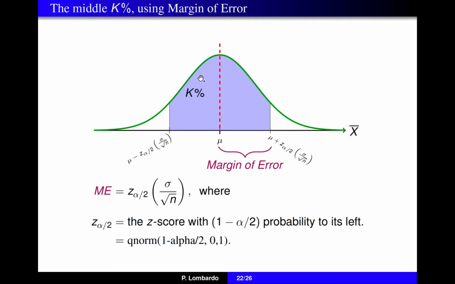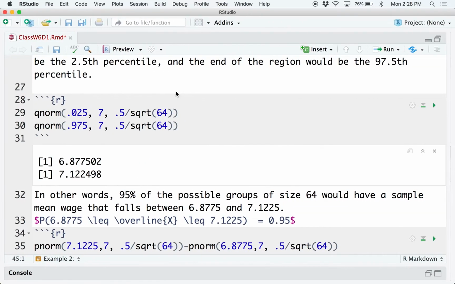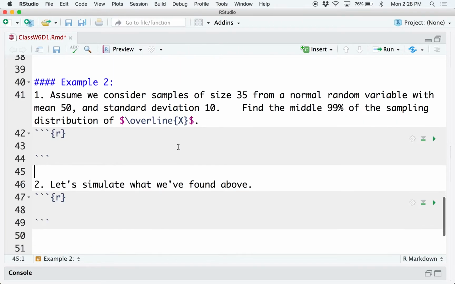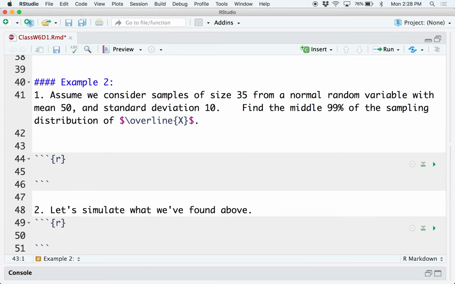Oops. So let's go over another example. So we'll jump into R. We're going to look at example 2. So we consider samples of size 35 from a normal random variable with a mean of 50 and a standard deviation of 10. We want to find the middle 99% of the sampling distribution for our X bar. All right, so keep the following steps in mind. The margin of error approach has the following steps.